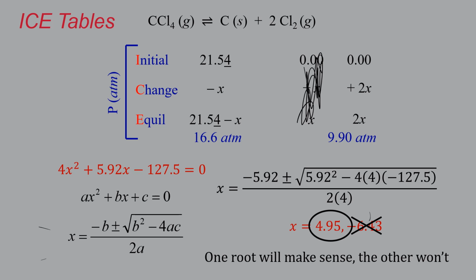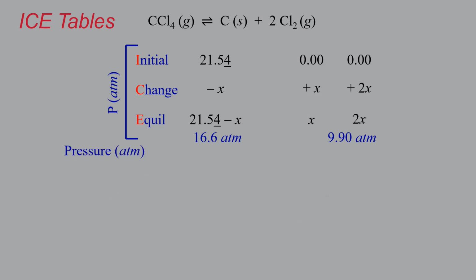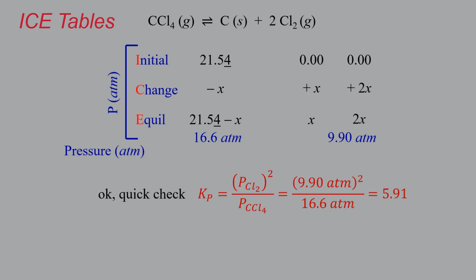And again, check. So 9.9 atmospheres squared divided by 16.6 atmospheres does in fact give us 5.91, which was the stated equilibrium constant, so there's a good chance that our math is right. Woohoo! And we are finished with this problem. Pat yourself on the back if you got through it.